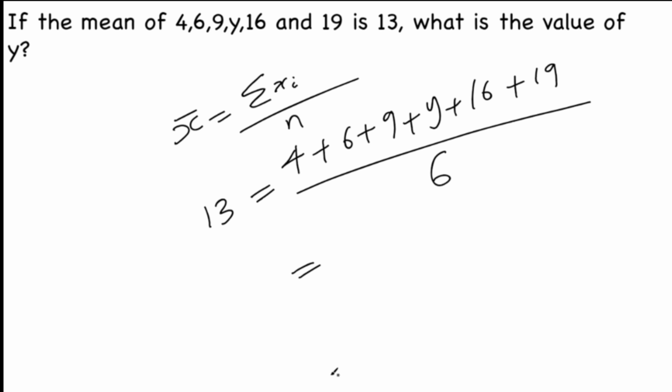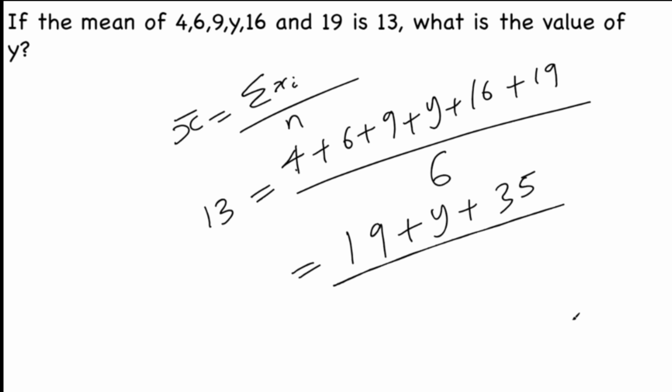So let's add together now. 4 plus 6 plus 9. 4 plus 6 is 10, right? 10 plus 9 is 19. I want to do this gradually. Plus y plus 16 plus 19 is what? 16 plus 19 is what? 35, right? Okay, all over 6. Let's continue. Now let's add 19 and 35 together. If we add 19 to 35, the answer we have is 54. It means we have 54 plus y all over 6, still equals 13.